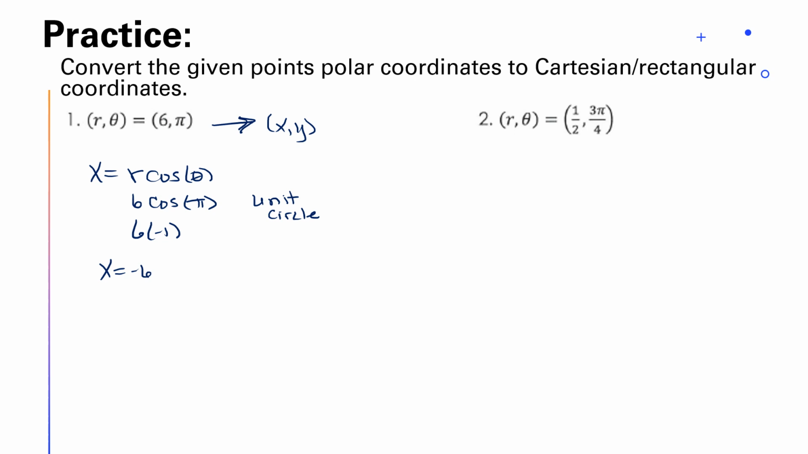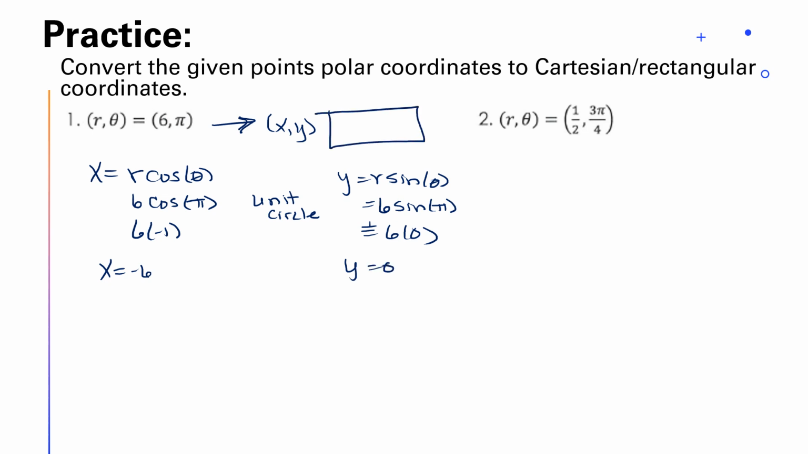Cool. All right, now find your y value. y is going to be your radius multiplied by sine of theta. Okay, so our radius is 6 multiplied by sine of pi. My y value at pi is 0. Anything times 0 is just 0. So our y value is 0. So our polar point (6, pi) turns into (-6, 0) as rectangular or Cartesian points. So think about that as your unit circle.